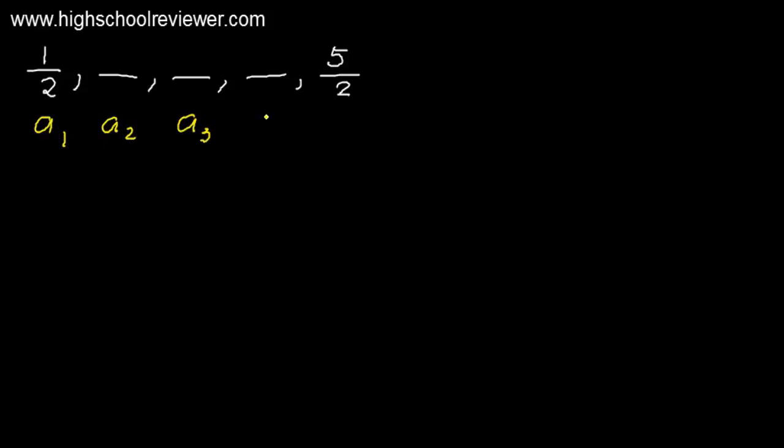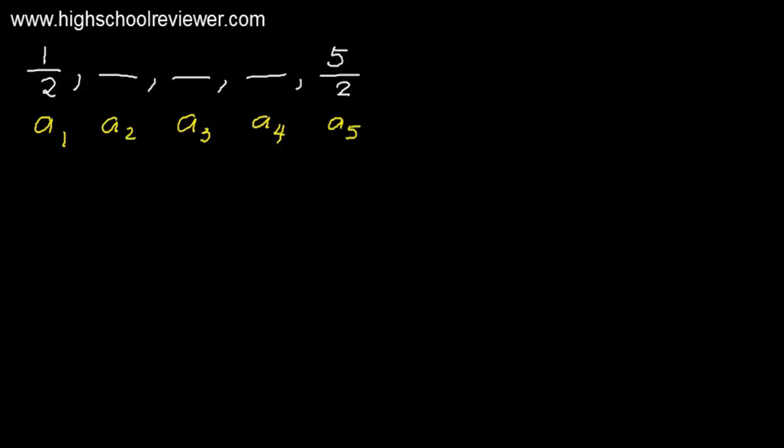Our next problem, we have positive 1/2, and we have arithmetic means of 3 terms, 3 missing terms, 1, 2, and 3. And then our last term is 5 over 2. So we are going to find the second, the third, and the fourth terms. Let's call our first term a sub 1. This will be a sub 2, a sub 3, a sub 4, and a sub 5.